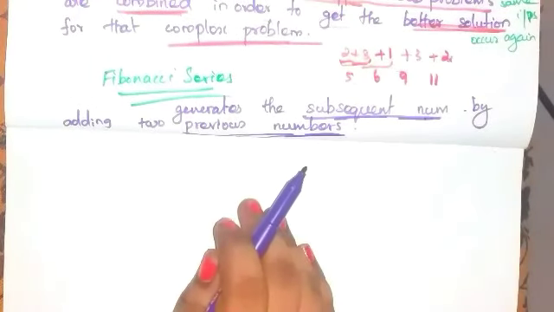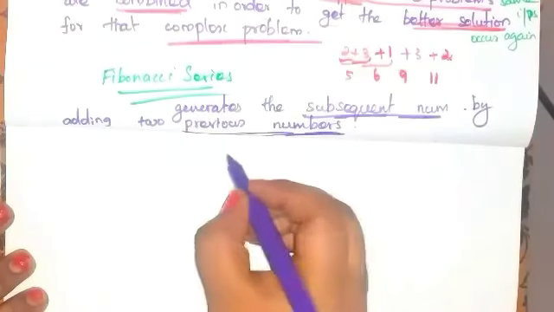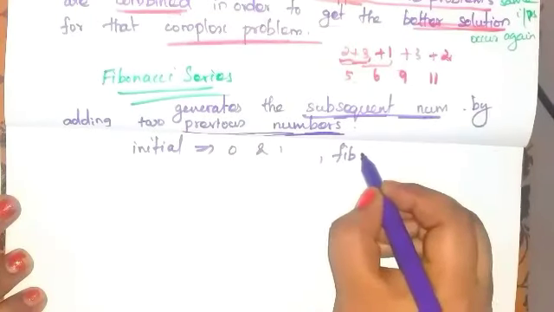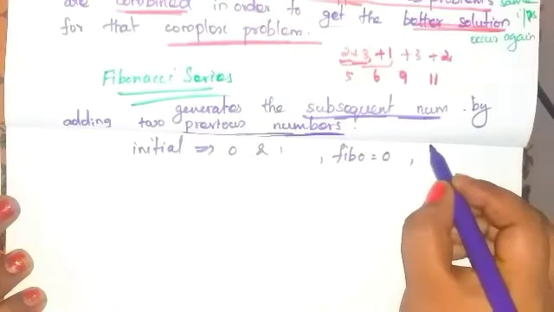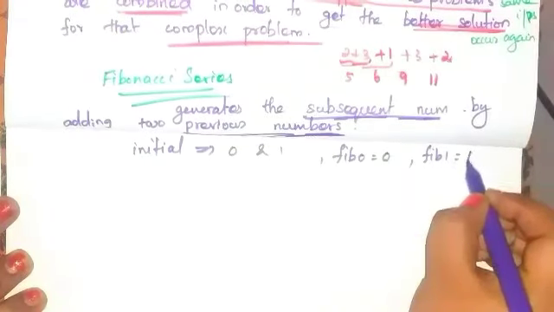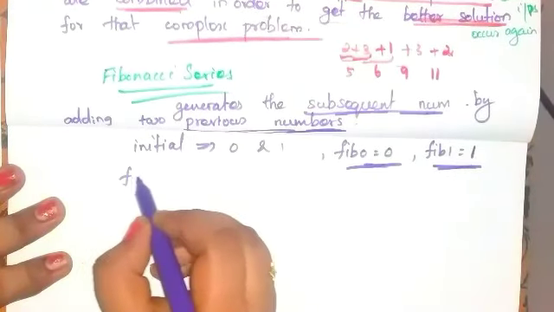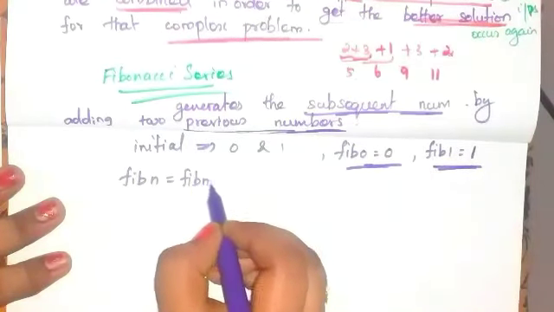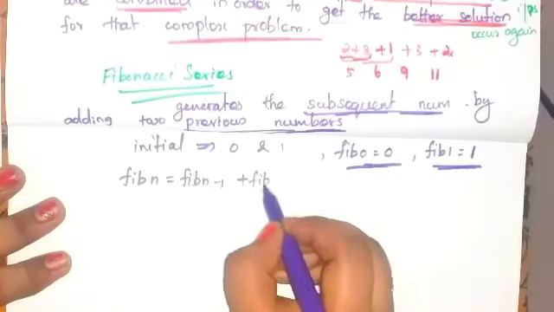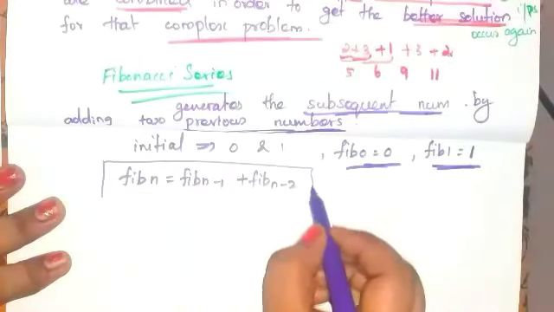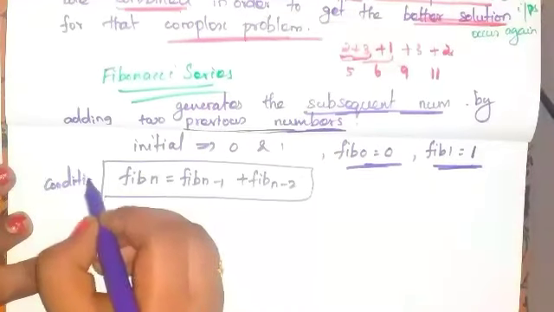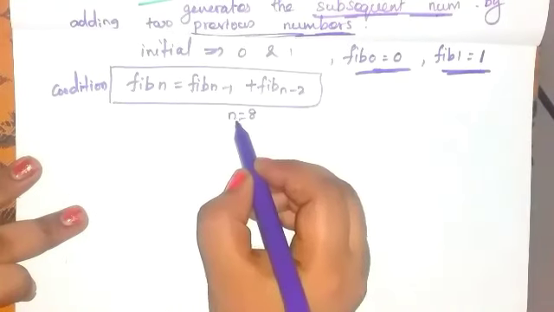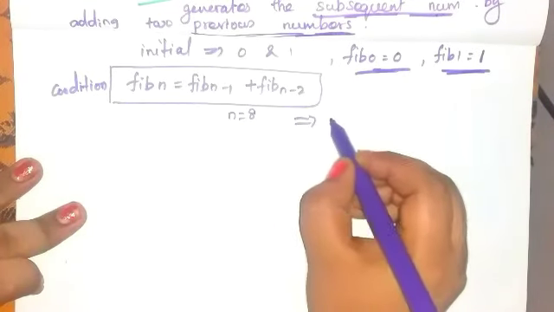Let us take the initial values 0 and 1. Fib 0 is equal to 0 and Fib 1 is equal to 1. Here one condition is given, that is Fib n is equal to Fib n minus 1 plus Fib n minus 2. This is the condition. So if you want to calculate the Fibonacci series for 8 digits, n is equal to 8. The output you will get like this.